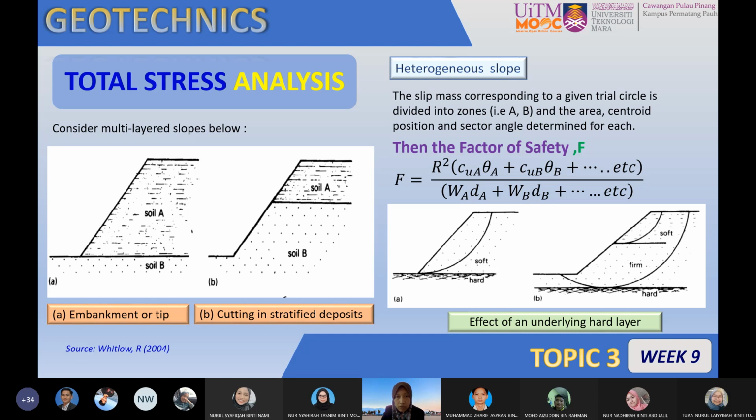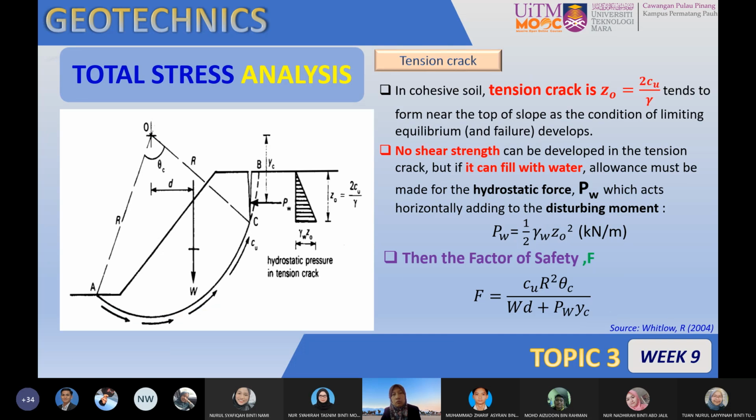And in the calculations, the factor of safety FOS is equal to R squared times (Cu θA plus Cu θB plus etc.). If you have many soil types, this formula is extended. The same goes for the disturbing moment Wd. And the next one, if we have a tension crack effect.